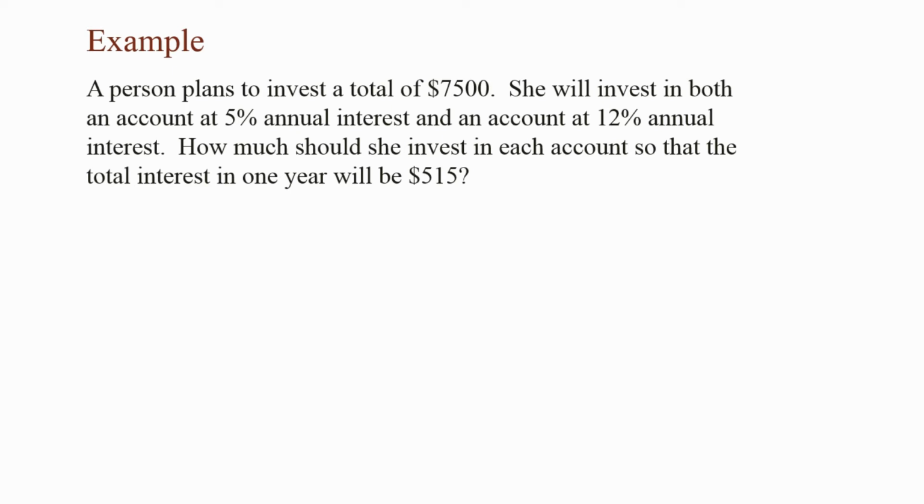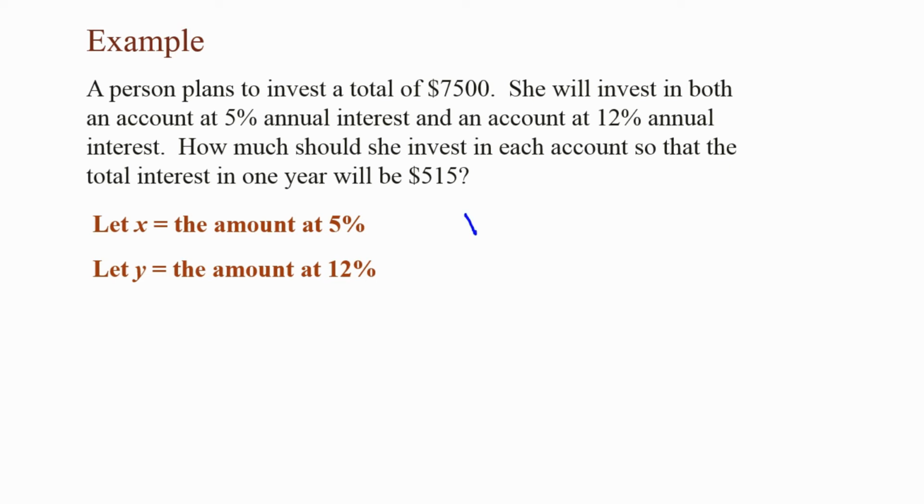The person invested $7,500, part in one account at 5%, part at another account at 12%. If we let x equal the amount at 5%, we can let y equal the amount at 12%. If I add these two values, x plus y, I should get the total amount invested, $7,500.